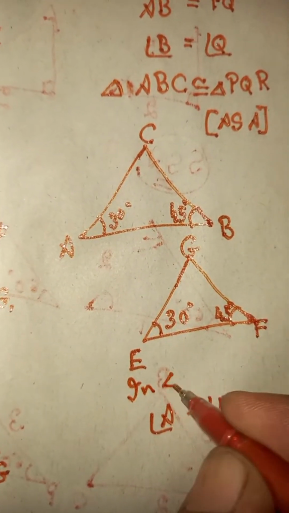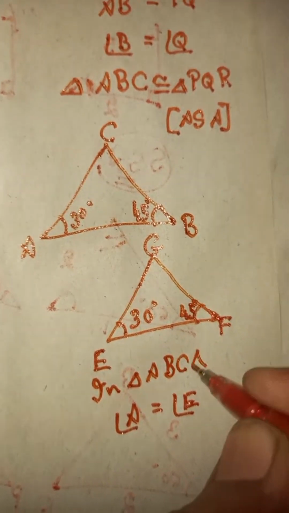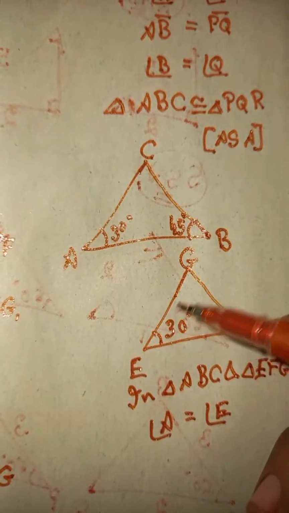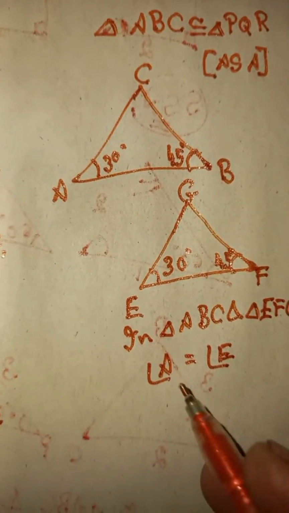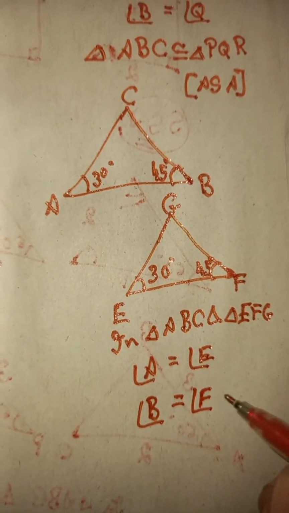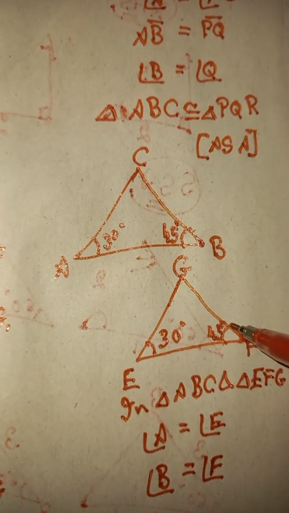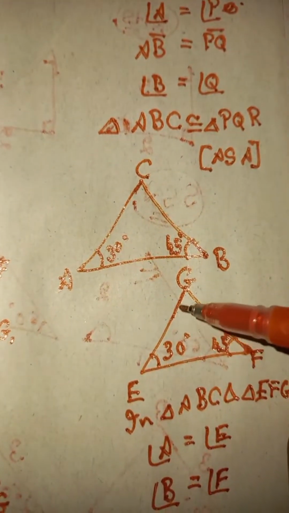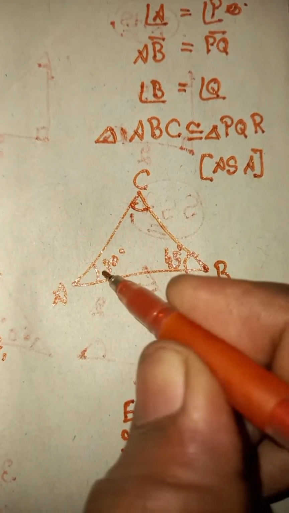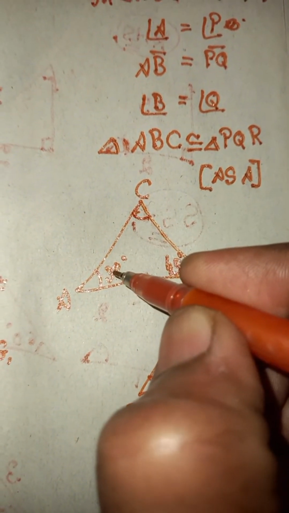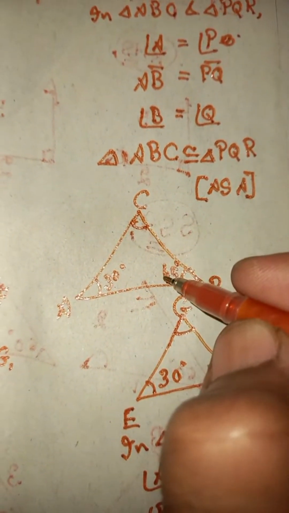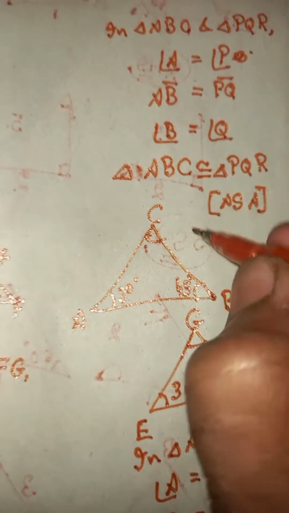First write the triangles, triangle ABC and triangle EFG. This angle equals this angle and this angle equals this angle, that is angle B equals angle F. Obviously, when two angles are equal, the third angles must be equal because the sum of all three angles must be 180 degrees. 180 minus 30 plus 45 is 75. 180 minus 75 is 105 degrees.